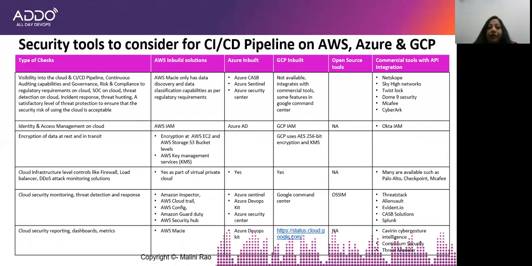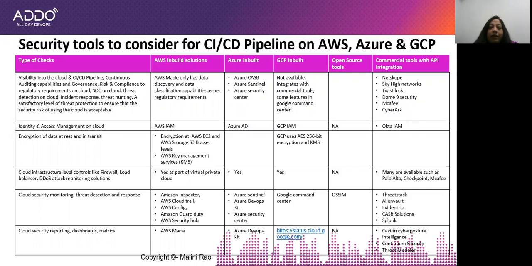Then encryption of data at rest and in transit. AWS uses encryption for EC2 and S3 storage buckets. And then it has key management systems where you manage your keys in a secure manner. And Azure also uses encryption, but they don't have a specific service there. It's part of the security center. Sorry, I didn't mention security center here, but I'll update the slides. It is Azure Security Center, and then GCP, Google Cloud uses AES 256-bit encryption and key management services.